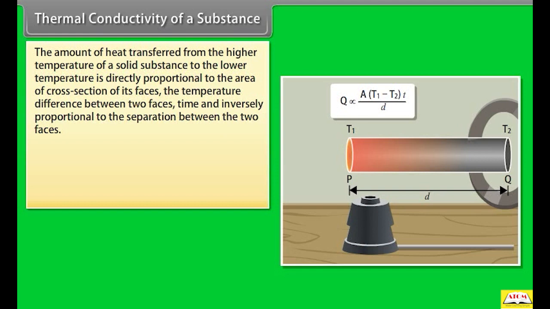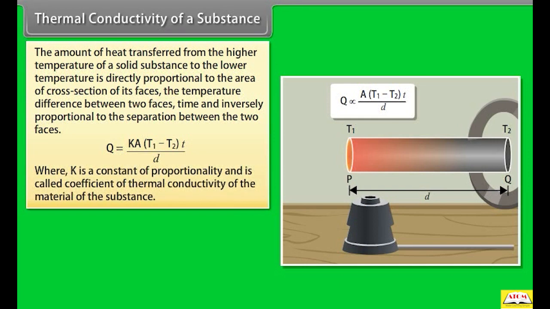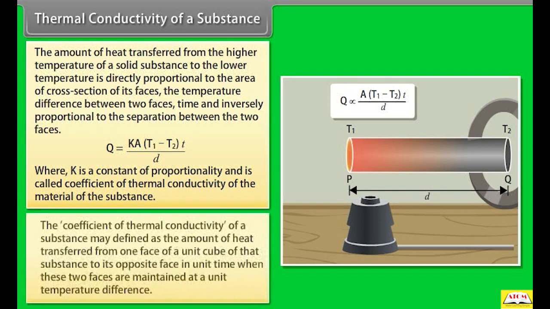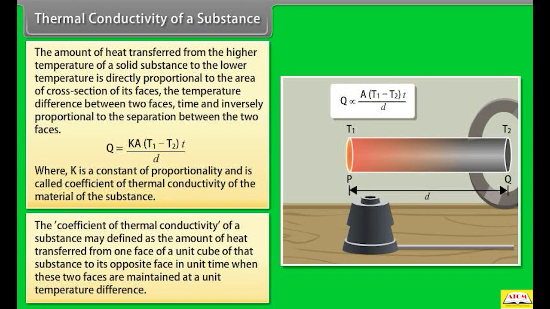It gives Q = KA(T1 - T2)t/d, where K is a constant of proportionality and is called the coefficient of thermal conductivity of the material of the substance. The coefficient of thermal conductivity of a substance may be defined as the amount of heat transferred from one phase of a unit cube of that substance to the opposite phase in unit time when these 2 phases are maintained at a unit temperature difference.